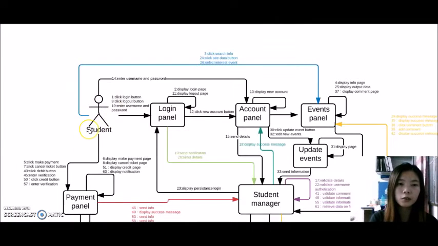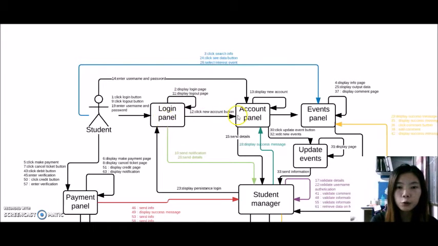Next, the student is the main role in this system because they have the right to purchase the ticket. In this student collaboration diagram, I use different colors to show the association between the objects, to differentiate the relationship of each other. The student will go through the login panel by clicking the login button, clicking the logout button, and entering username and password. Then at the login panel, it will display the login page and display the logout page to itself.